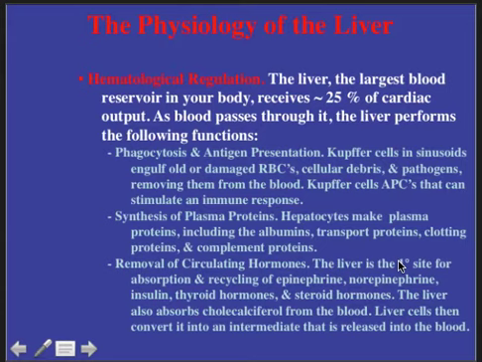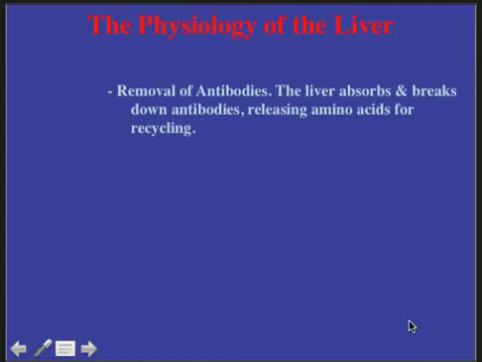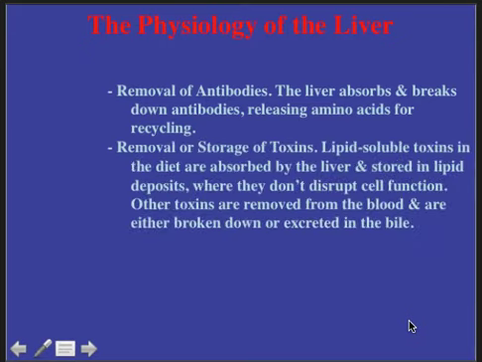It also removes hormones. The liver is the primary site for absorption and recycling of epinephrine and norepinephrine, as well as insulin, thyroxine, and all the steroid hormones. It also absorbs cholecalciferol from the blood. The cells then convert it into an intermediate that is released directly into the blood, and that helps with bone mineralization. It also aids in removal of antibodies. It absorbs and breaks down antibodies after we don't need them anymore and releases their amino acids so they can be used either to build new proteins or maybe they can be used for energy.